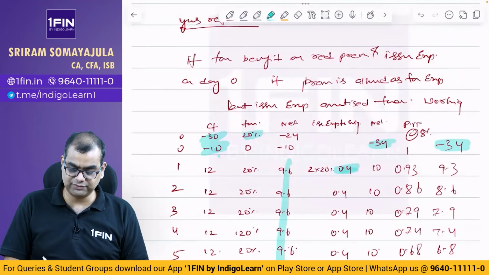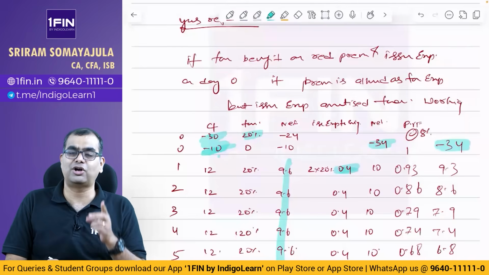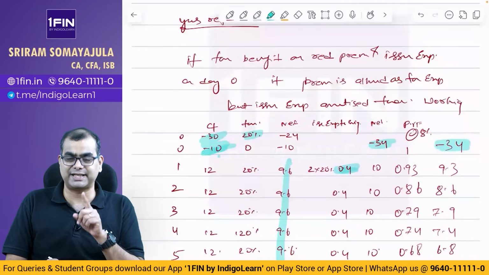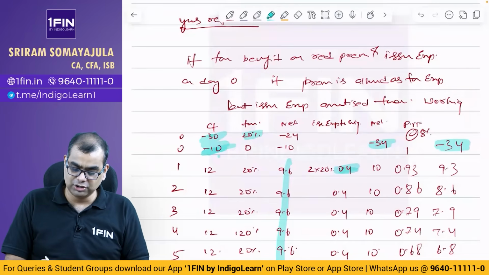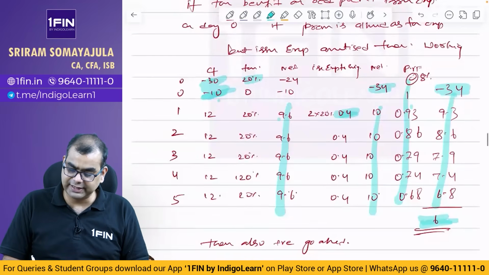Why 0.4? Because I just told you, this 10 lakhs, you divide it by 5, basically you get 2 lakhs. On the 2 lakhs, you get every year 20% tax benefit, which is 0.4. So 9.6 plus 0.4 is 10. So you take 10, 10, 10, and then you take all the present value factors, you add all of them up, you'll finally get 6 lakhs.